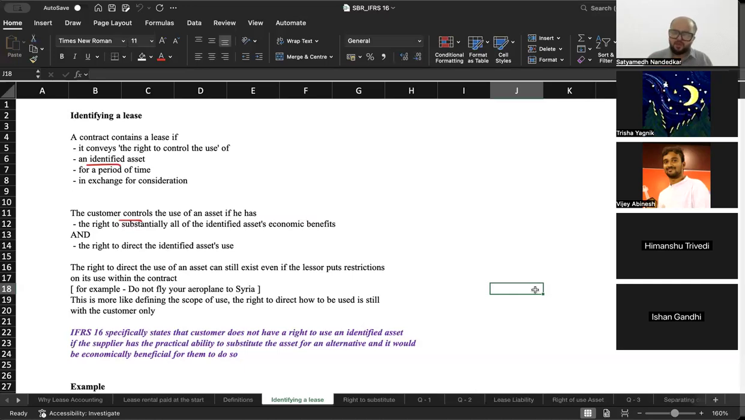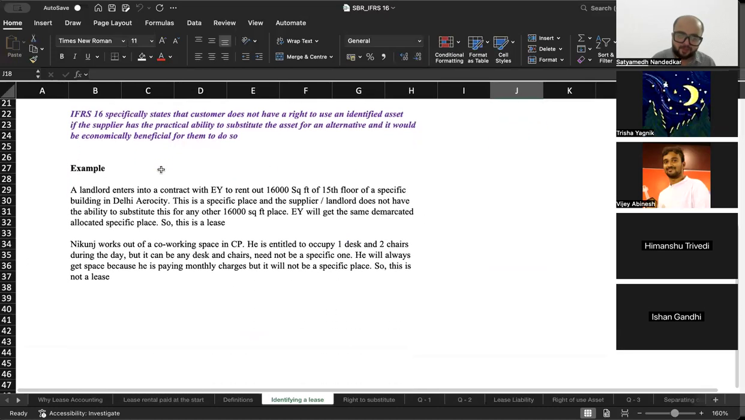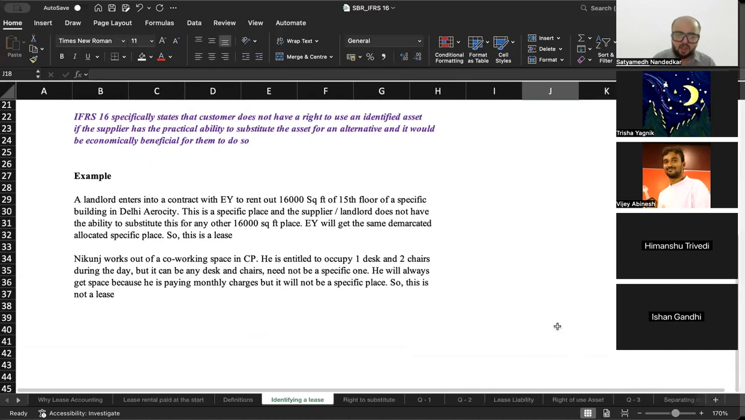But if the contract says, you will get 200 square foot of place in the airport anywhere. If they say anywhere, that means it is not an identified asset. And if it is not an identified asset, then it is not a lease because there is no identified asset. There has to be a consideration for a certain specific period of time. Okay. And once, read the example first. That will help you to remember concepts. Just read it quickly.